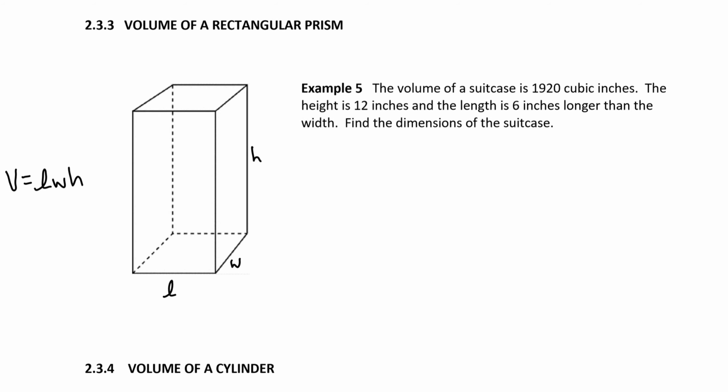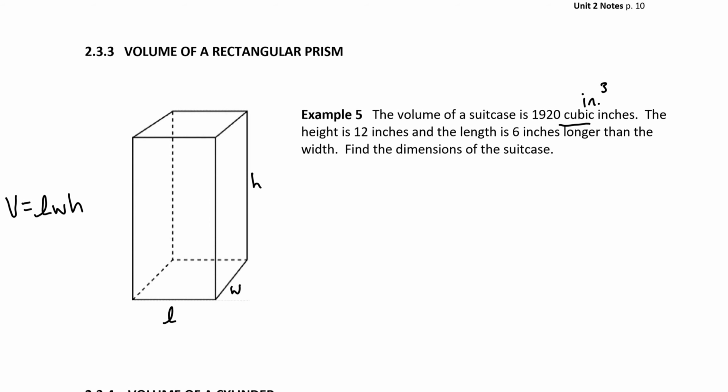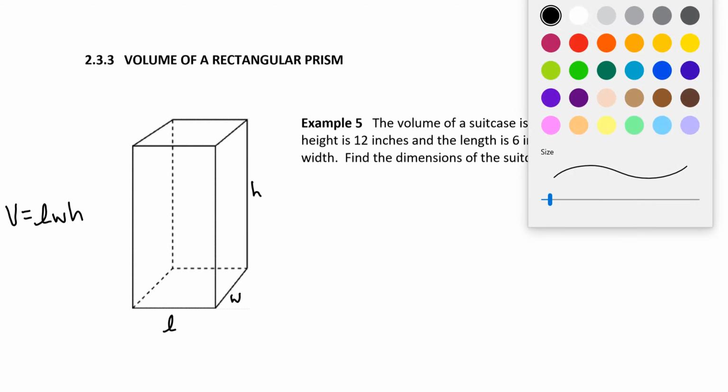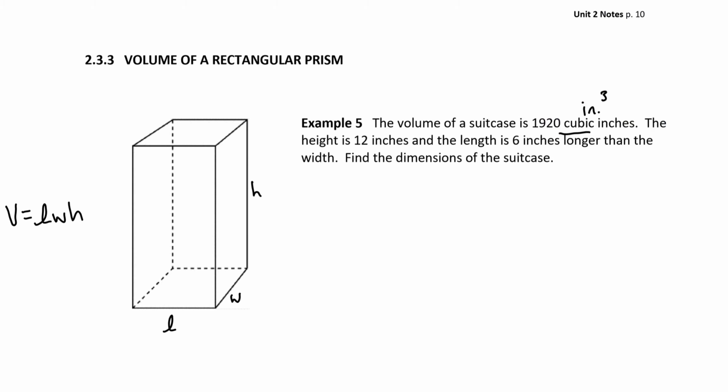It says the volume of a suitcase is 1,920 cubic inches. Cubic means that we've got a three-dimensional measurement. The height is 12 inches and the length is 6 inches longer than the width. Find the dimensions of the suitcase. Now I'm just going to use the diagram that I have over here to the left to label the dimensions of our suitcase. We're told that the volume is 1,920 cubic inches.